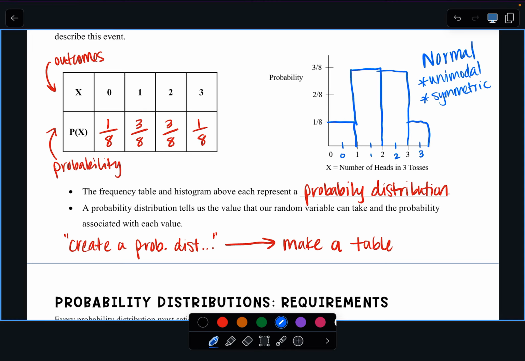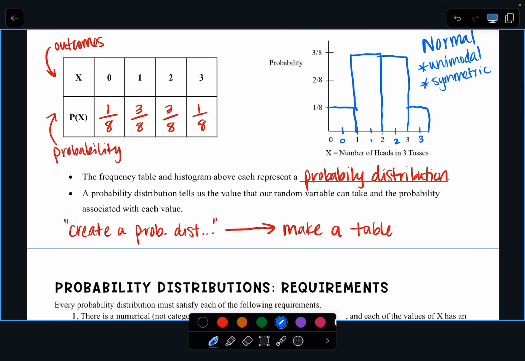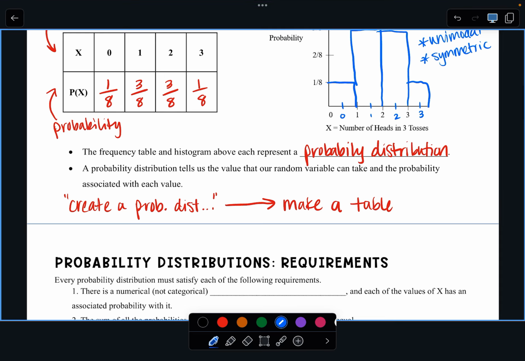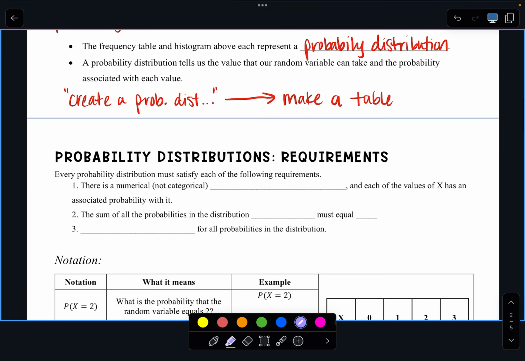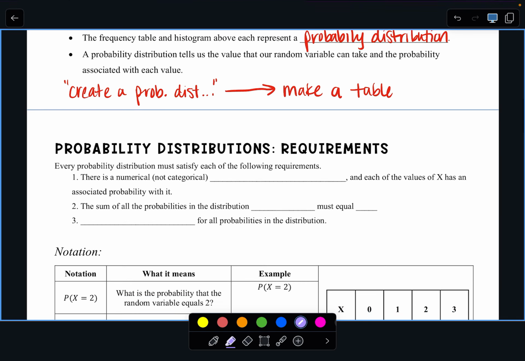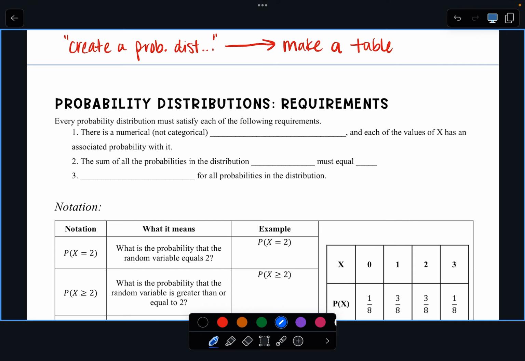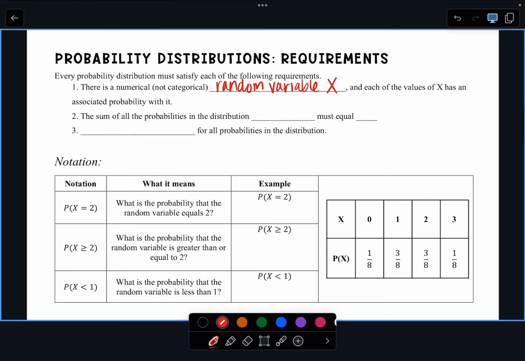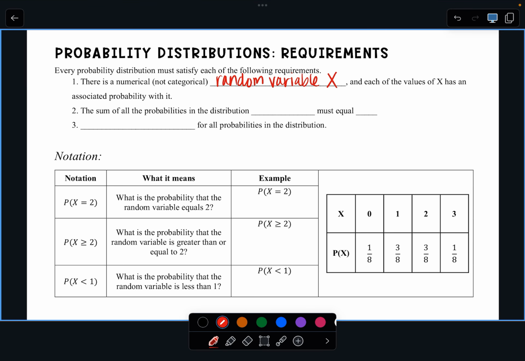Now, to formalize the requirements that you have for a probability distribution, every probability distribution must satisfy 3 things. There is a numerical, not categorical, probability or random variable x. Let's fill that in. Random. Typically, it is x, again, just because x doesn't get confused with other numbers. Like some people, if you pick s, sometimes it looks like 5. Pick I, sometimes it looks like a 1.